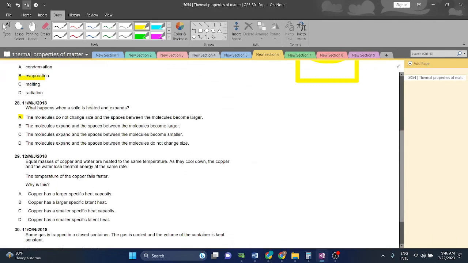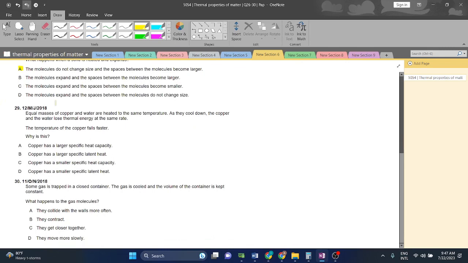Question 28. A right answer. ठीक है. B. Molecules expand and the spaces between the molecules become larger. Molecules do not expand. C. The molecules expand and the spaces between the molecules become smaller. If they become smaller, the volume will decrease rather than increasing. D. The molecules expand and the spaces between the molecules do not change. Okay. Let's move on. Question 29.